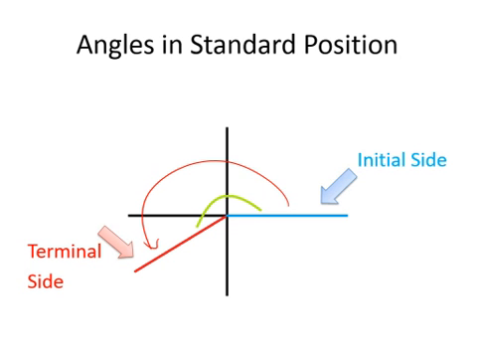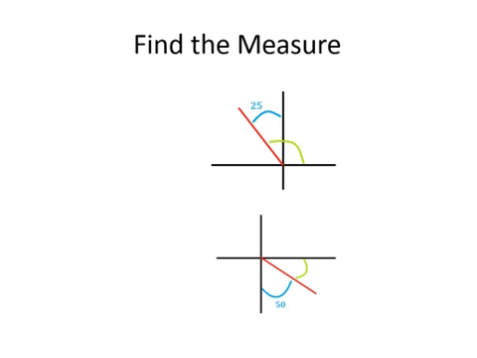Standard position starts and opens up through the first quadrant, then into the second quadrant, and then onto the third and the fourth. So that's how it opens. It opens in a counterclockwise motion, and it always does.